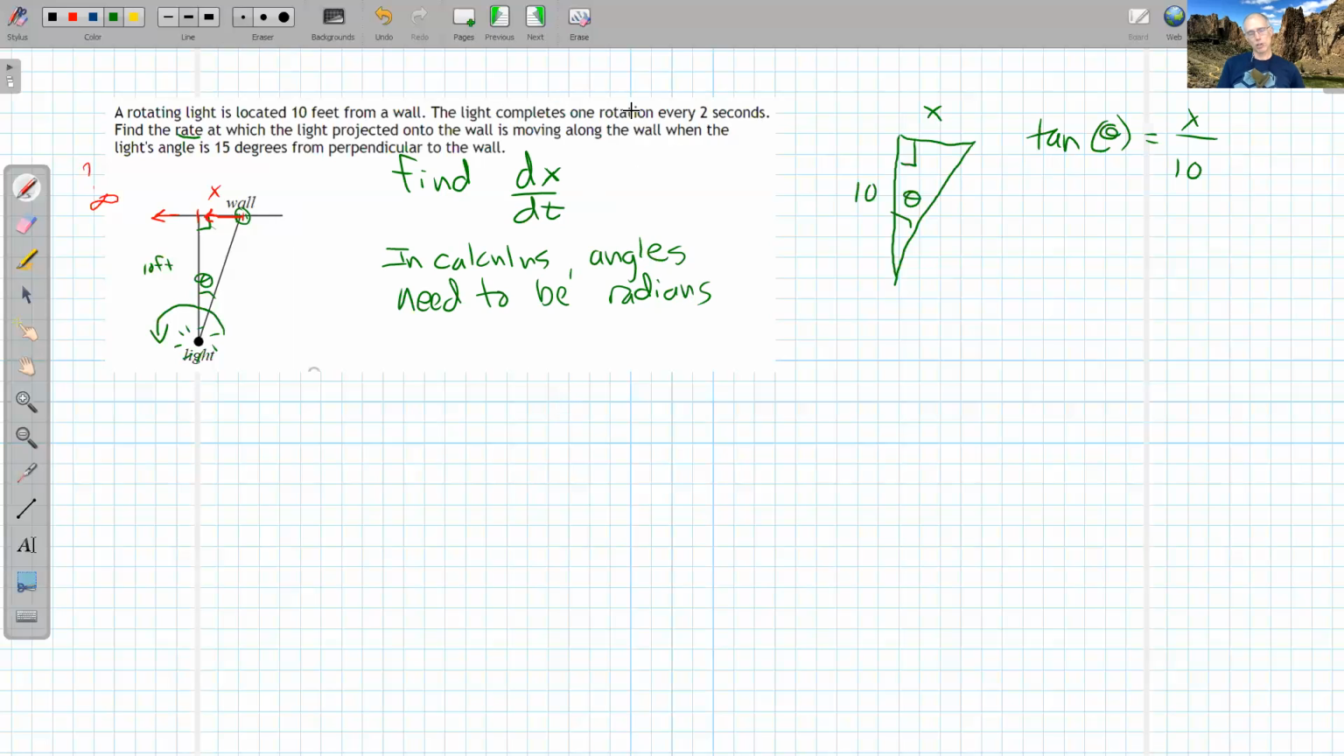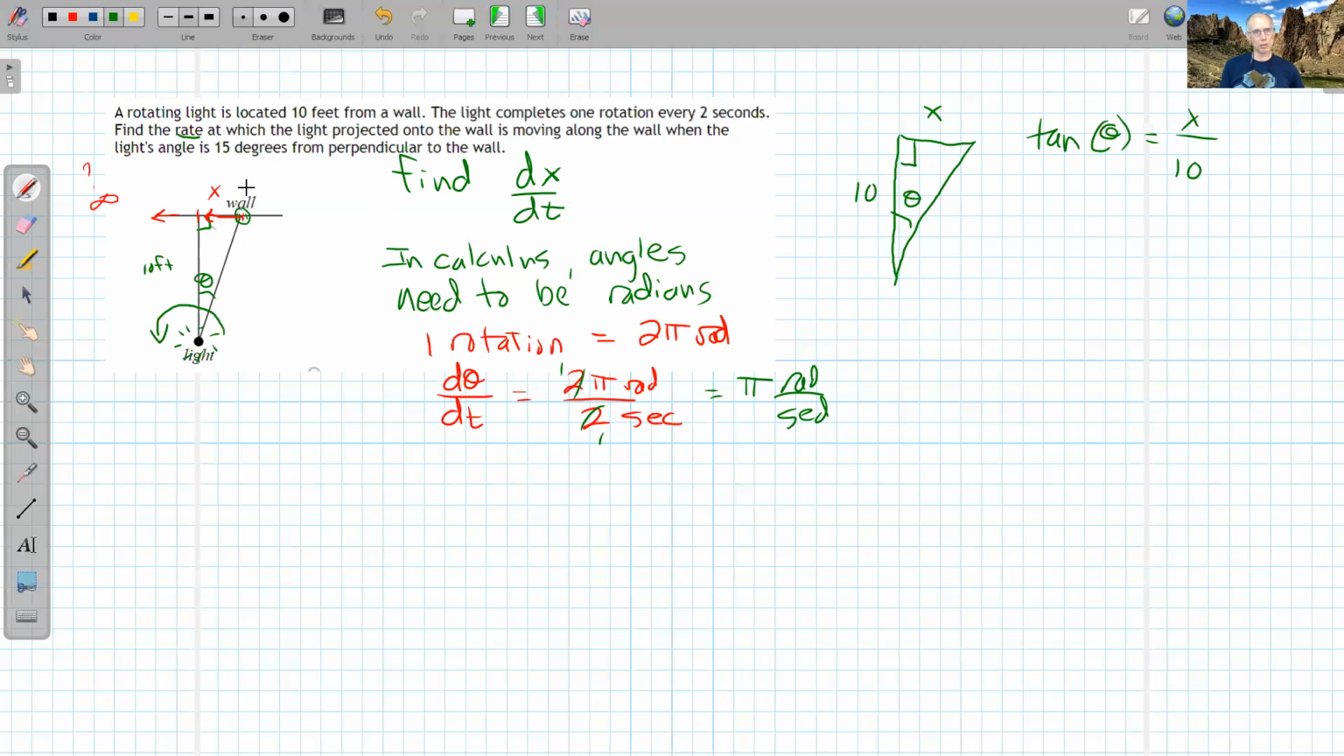So I need to think about this rotation in terms of radians, and the important thing there is that one rotation, one trip around, is 2 pi radians. So then d theta dt, theta has to be in radians in order to take the derivative of tangent, call it secant squared. So we have one rotation, or 2 pi radians, every 2 seconds. And that cleans up just a little bit. 2 divided by 2 is 1. 1 times pi is pi, so we get pi radians per second.